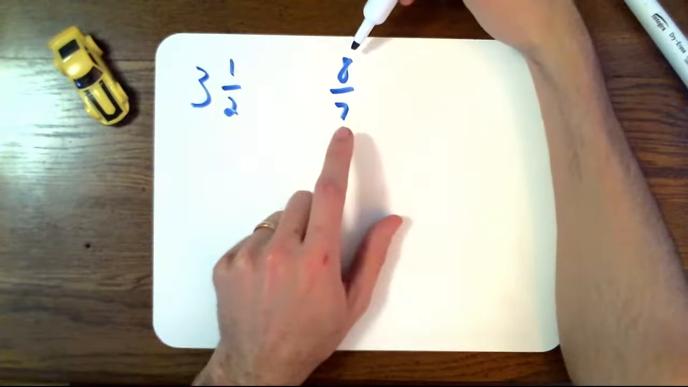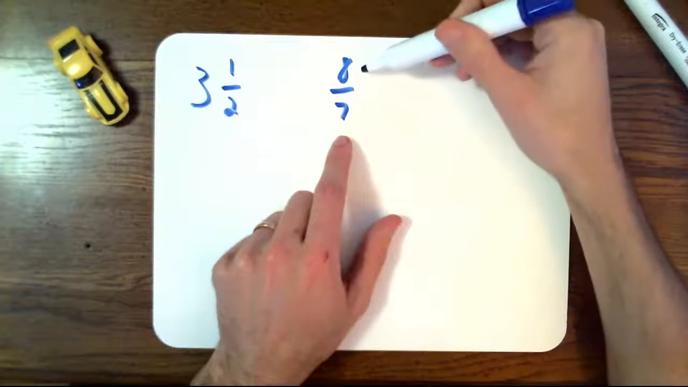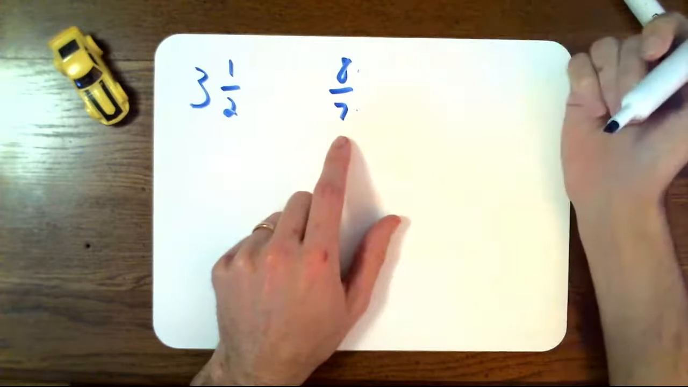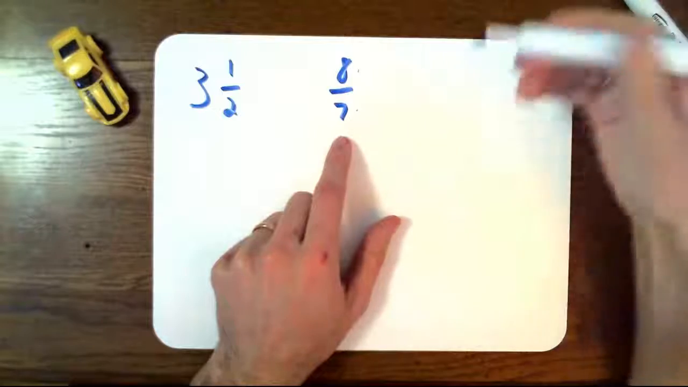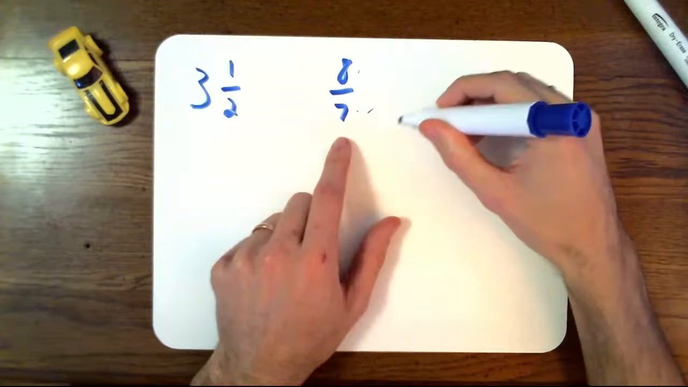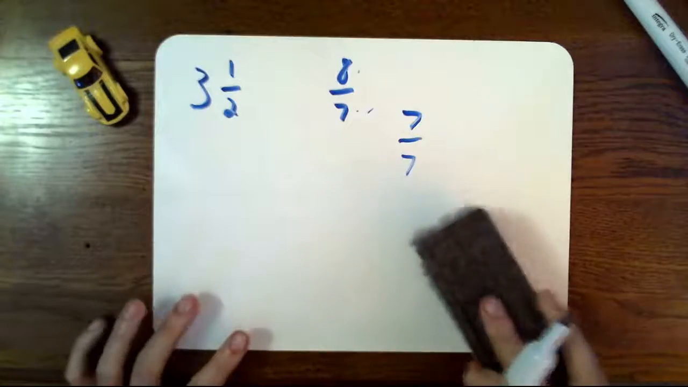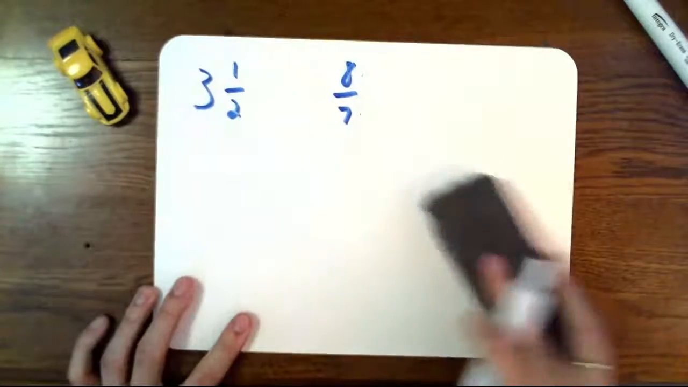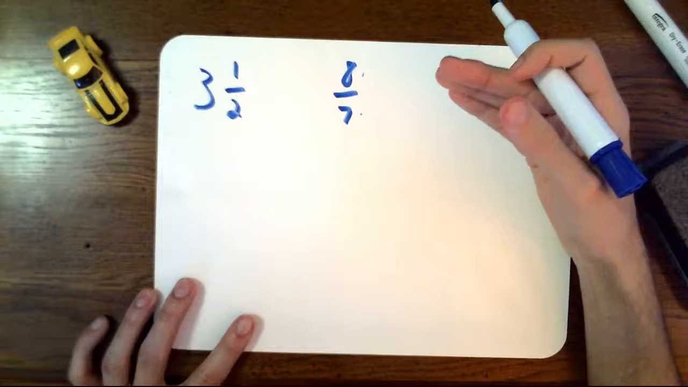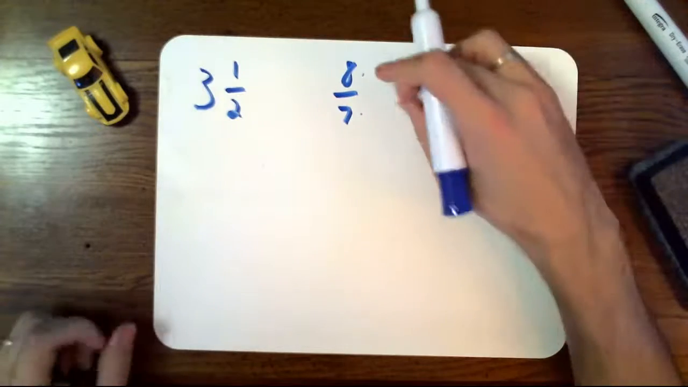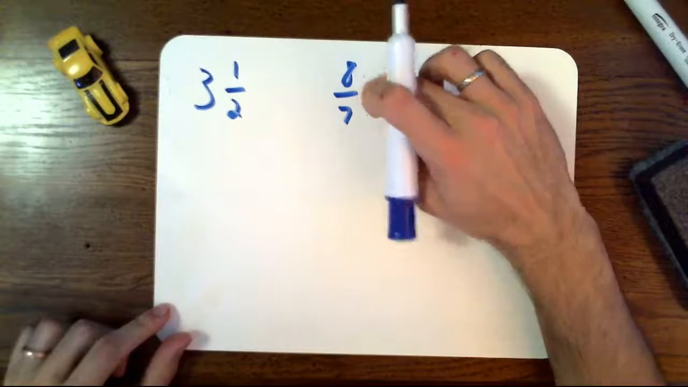This is an improper fraction because the numerator is bigger than the denominator, meaning it's bigger than 1. Because in this case, 1 would be 7/7. So anything that's 7 or above would be considered improper.